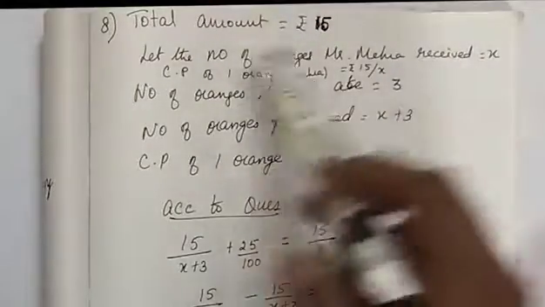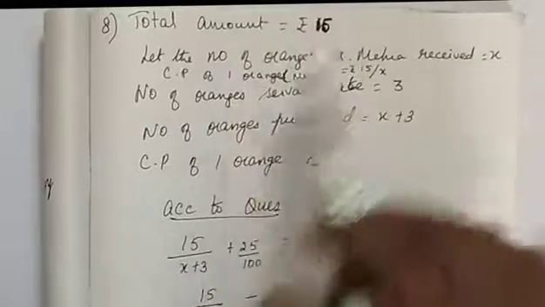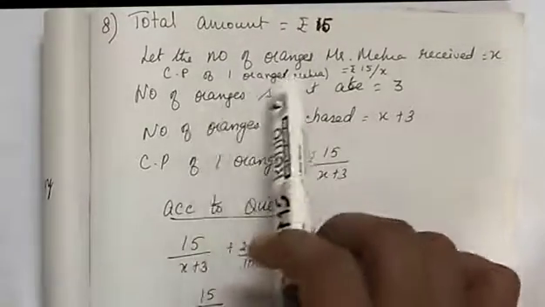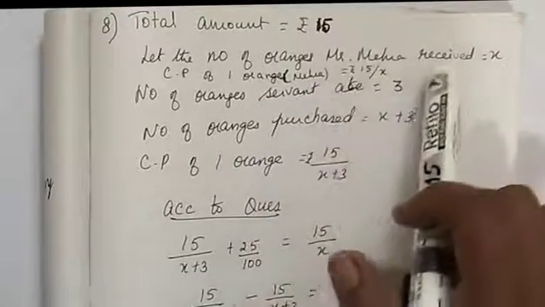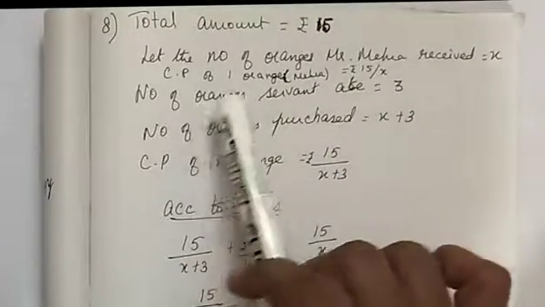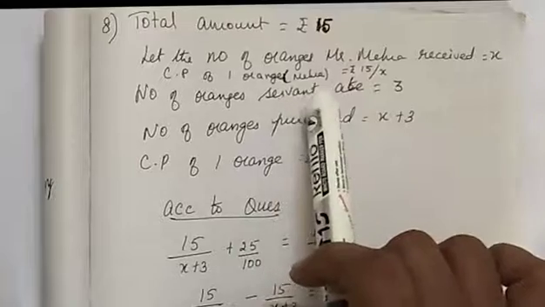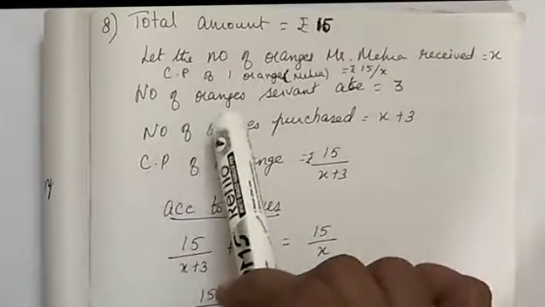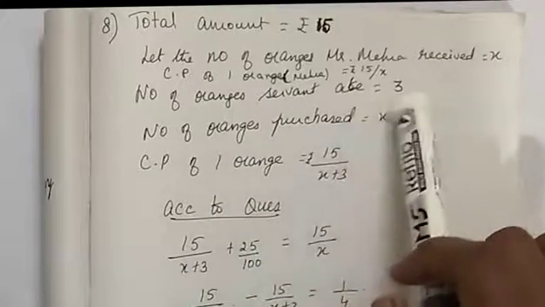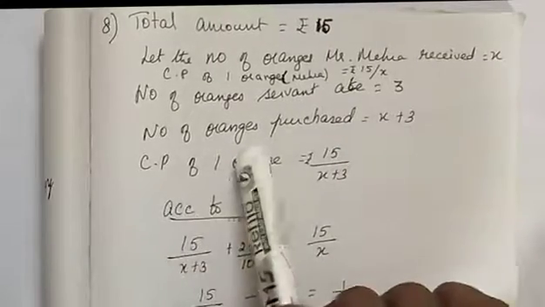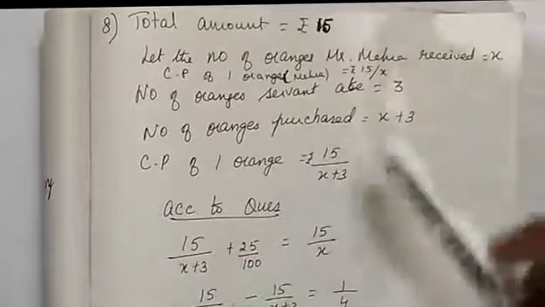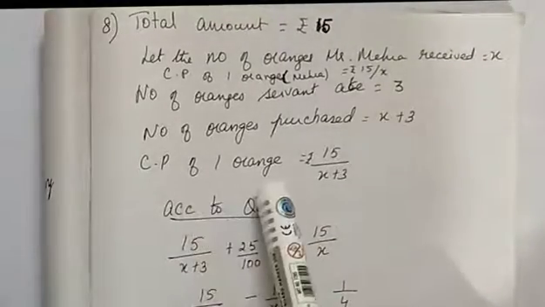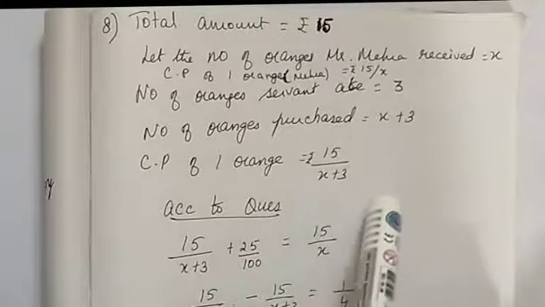Let us solve the sum. Total amount is rupees 15. Let the number of oranges Mr. Mehra received be x. Cost price of one orange according to Mr. Mehra is 15 upon x. Now, number of oranges the servant ate is 3. Number of oranges purchased by the servant in the market, that is x plus 3. Now, cost price of one orange is equal to 15 upon x plus 3.